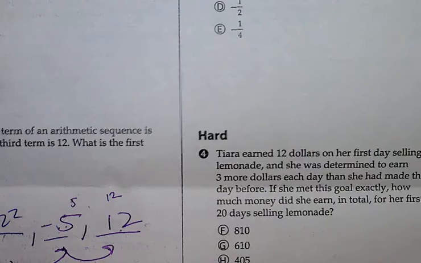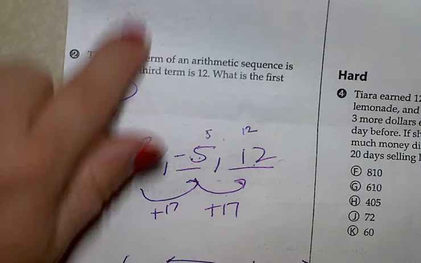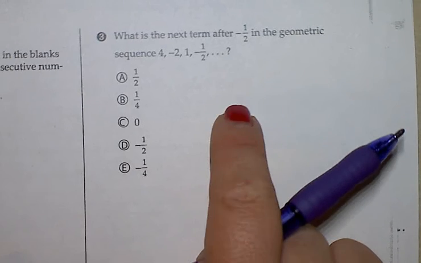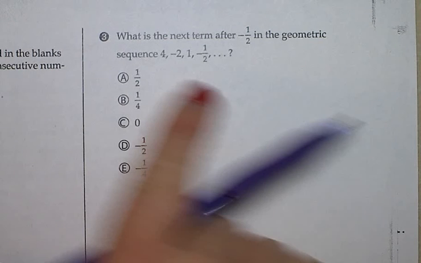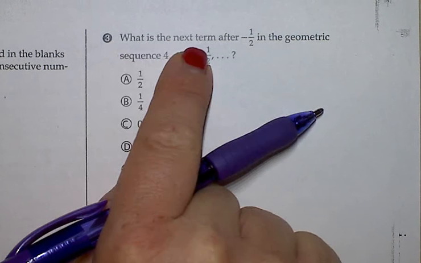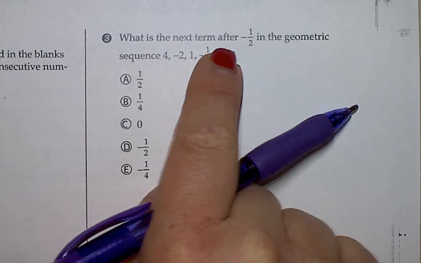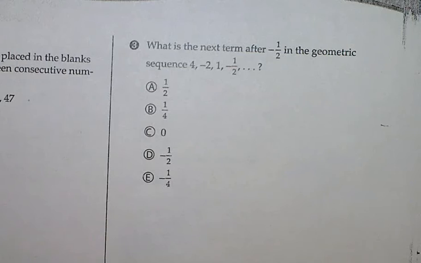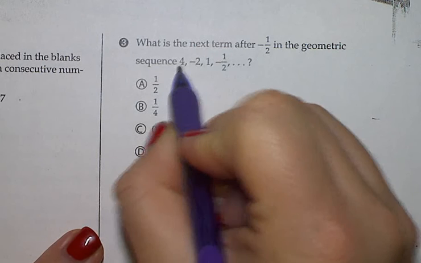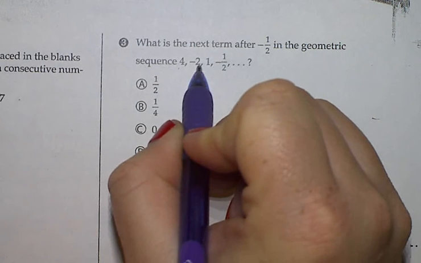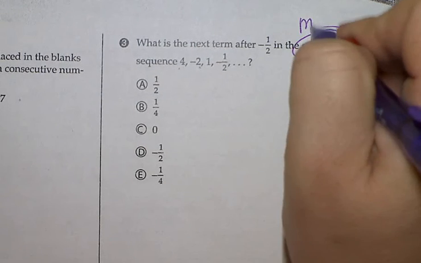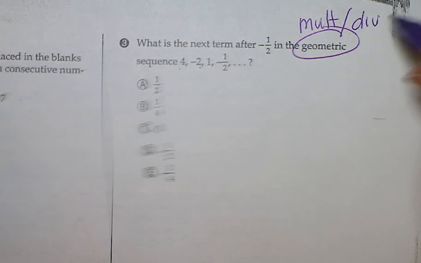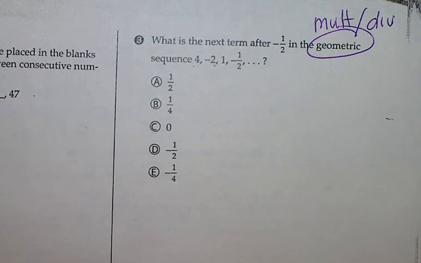These are arithmetic. We are adding or subtracting to get to the number. This is what you have not learned yet. You learn it after the ACT. What is the next term after negative 1/2 in the geometric sequence? So we have to determine, how do I go from 4 to negative 2? It's only done by multiplying or dividing, and it's consistent. So I'm going to let you play right now for 30 seconds to see if you can come up with that number. Ready? Go.